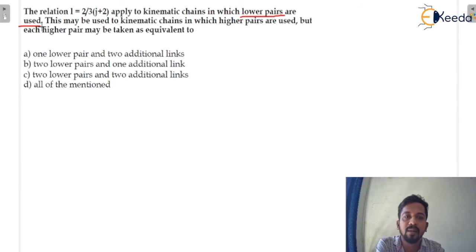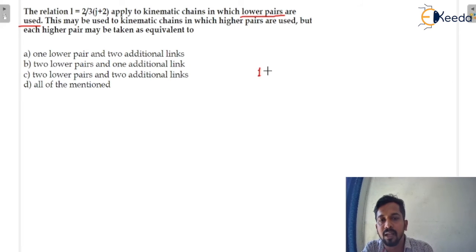This may be used for kinematic chains in which higher pairs are used, but each higher pair may be taken as equivalent to something. It is asking that if there is a kinematic chain with lower pairs, but I want to replace the lower pairs with higher pairs, what should be the value of a higher pair? One higher pair is equivalent to lower pairs. So you just remember that one higher pair is equal to two lower pairs.